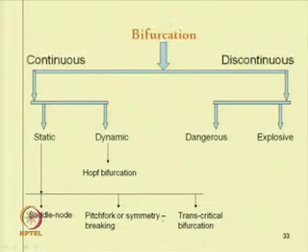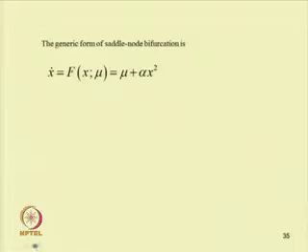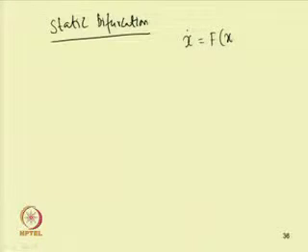So, in the case of the saddle node bifurcation point, let us discuss the static bifurcation. We have a system x dot equal to f(x, alpha). Let us consider a first order system only, which we can easily extend to a higher order system.